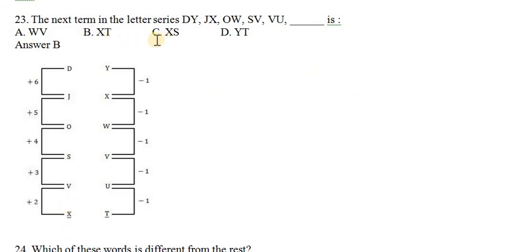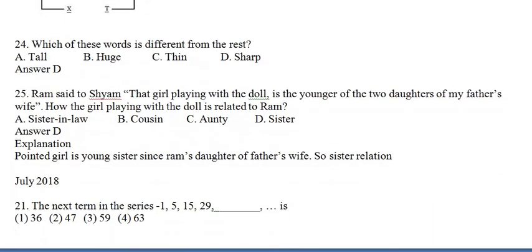Okay, now in the place in which X is there, the next second letter should be 1 letter after that, previous one. So now before U you must have T. So that is the answer here. And which of these words is different from the rest? Tall, huge, thin. Okay, all are measuring quantity. Now sharp is what? Somehow different.